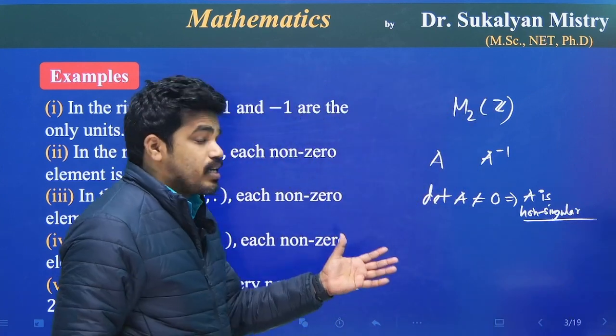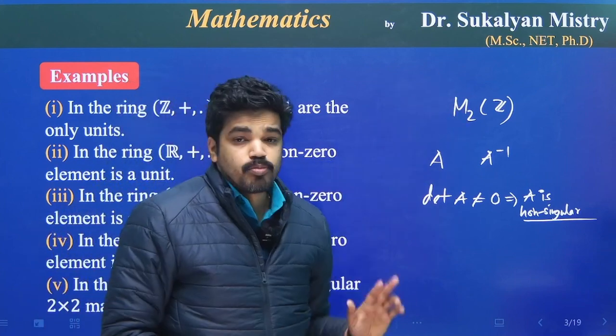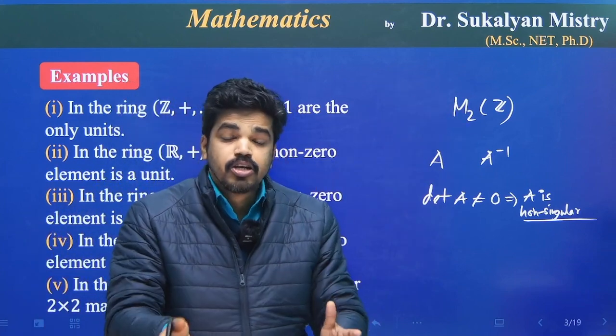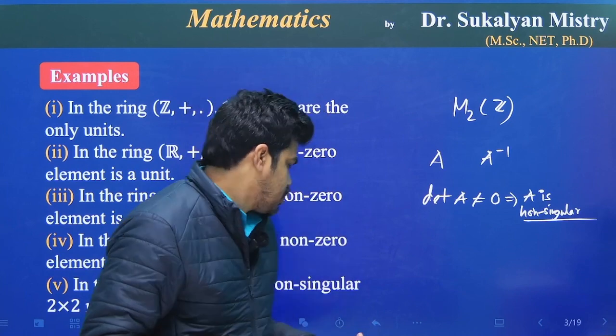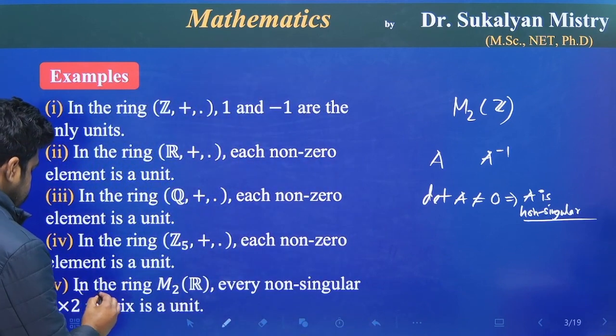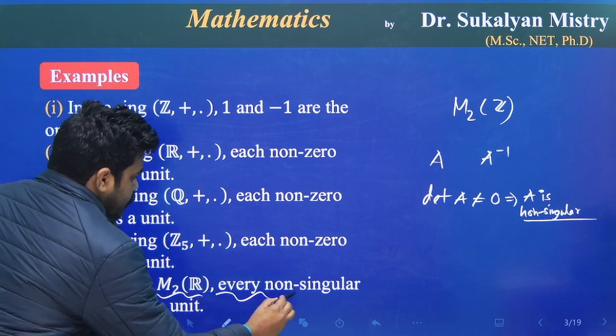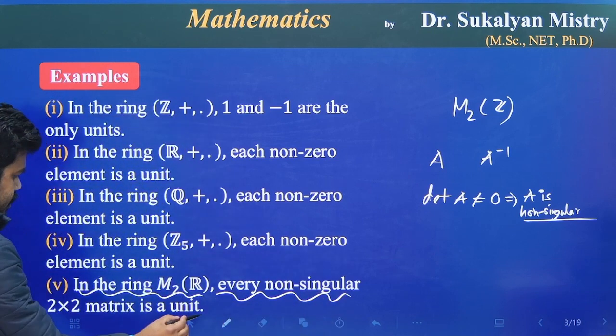So what are the unit elements of M2(Z)? Every non-singular matrix is a unit element. So in the ring M2(Z), every non-singular matrix is a unit element.